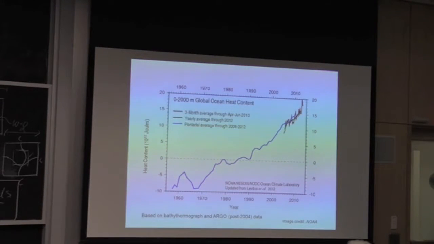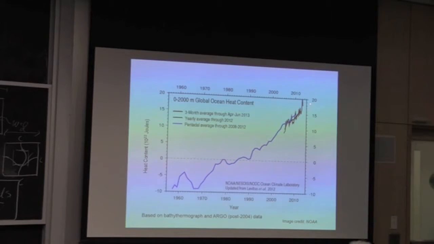Now, as to measurements, here is a measure of the heat content of the upper 2,000 meters of the ocean, roughly half of it, maybe a little bit more than half of it. Going back to 1960, before that, measurements at depth were very tenuous indeed.